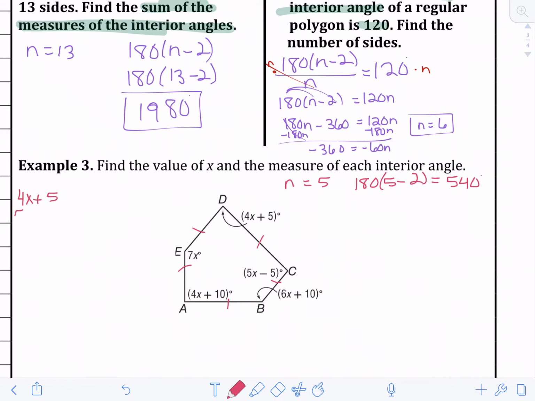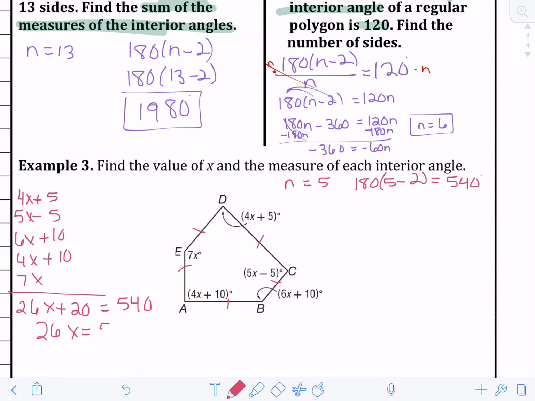4x plus 5, 5x minus 5, 6x plus 10, 4x plus 10, 7x, and when I add all those up, I will get 26x plus 20, and I know that has to equal 540. So 26x has to equal 520, so x will just give me 20.